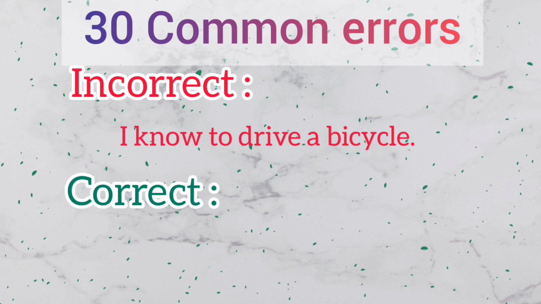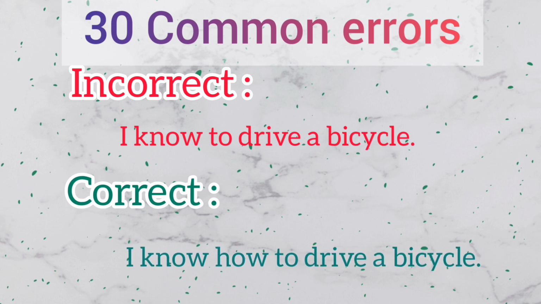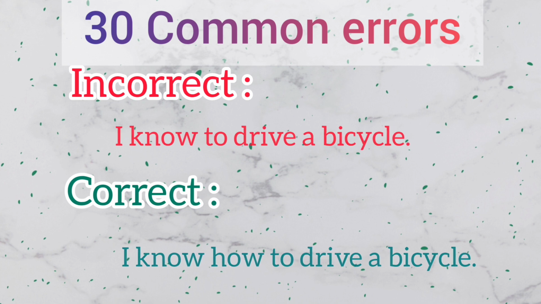Next one is "I know to drive a bicycle." The correct sentence is "I know how to drive a bicycle." "Know" is generally followed by how, when, where and why.